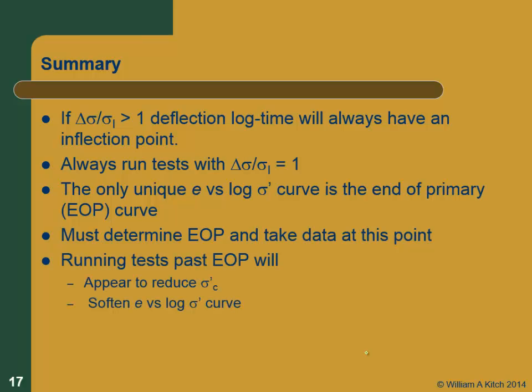If you're running a test past end of primary, several things are going to happen. First of all, it's going to appear to reduce sigma prime C, which goes back to Wesley's and Yanbu's discussion about what the heck this sigma prime C is anyway. Conceptually we understand why it's there for soils that are loaded and unloaded, but measuring it off an E log P curve is not a very good way to do it. It'll also appear to soften the E log P curve.